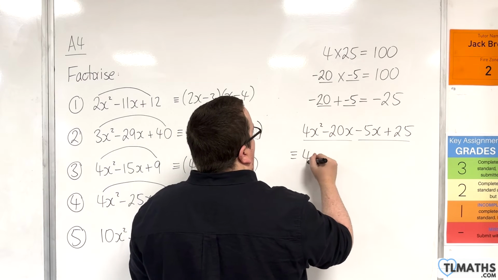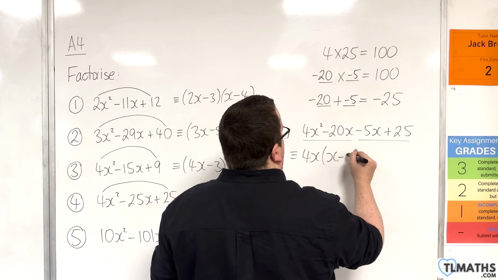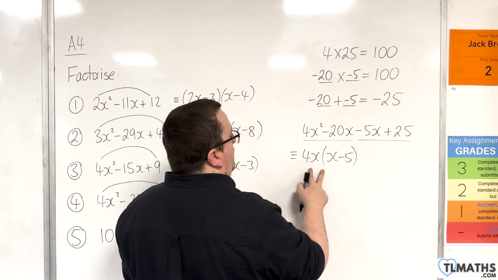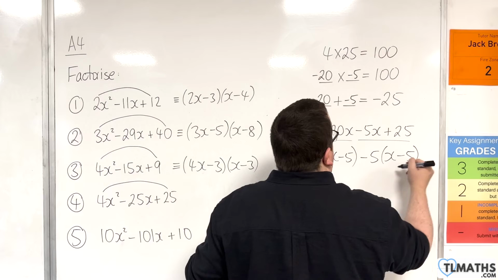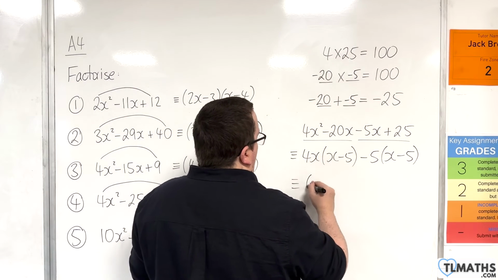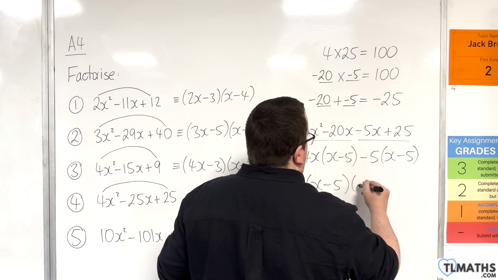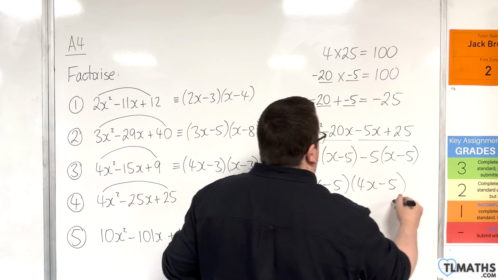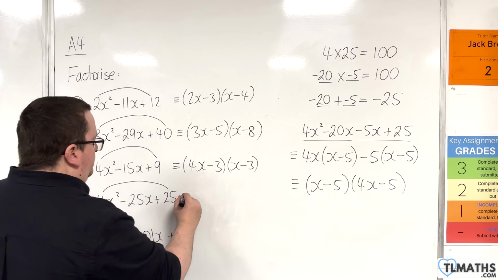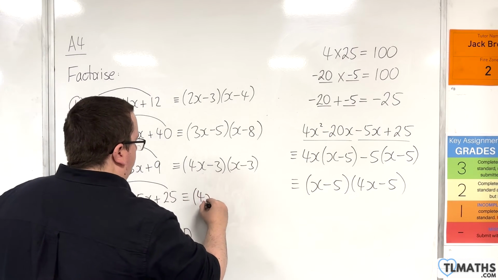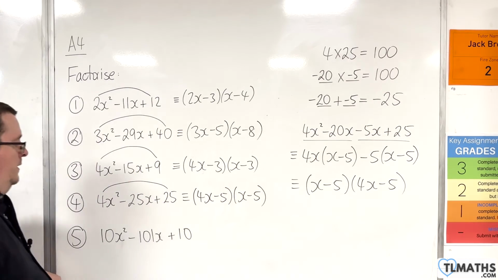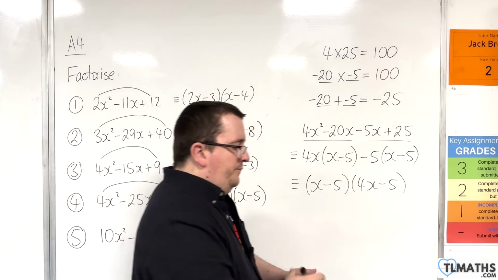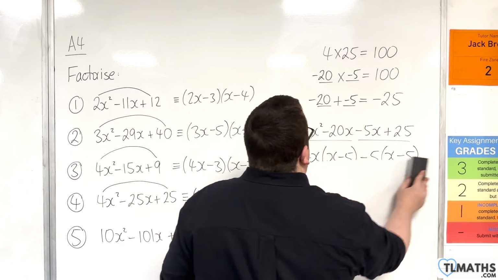So factor out the 4x, and we'll have x take away 5 inside the bracket. And factor out the minus 5, we'll have x take away 5 inside the bracket. So we've got x take away 5 as one of the brackets, and 4x take away 5 as the other. Okay, so that's number 4. On to the last one.